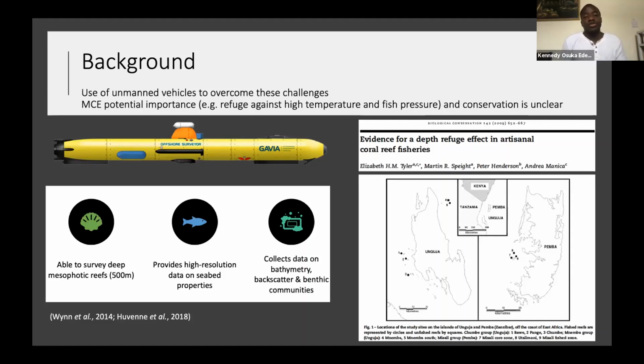So the question here is, why should we care about Mesophotic coral ecosystems? Studies around the study area in the Western Indian Ocean, particularly in Unguja and Pemba in Tanzania, have found evidence of a depth refuge effect based on where fishermen get their fish. So as such, there's a high potential of these Mesophotic coral ecosystems really providing refuge against high temperature as well as high fishing pressure. But at this point, their conservation potential is still unclear.